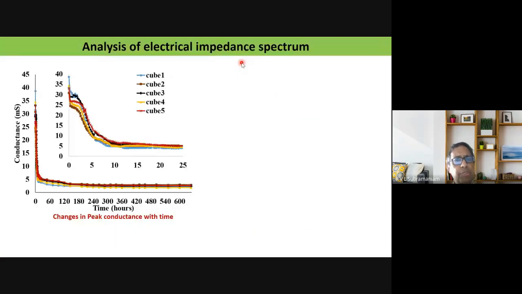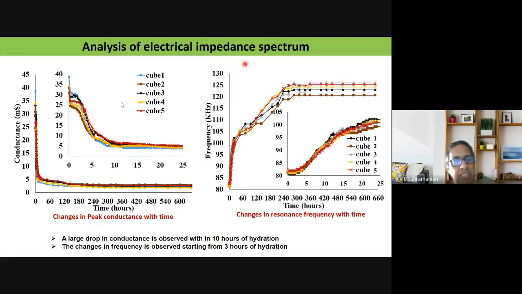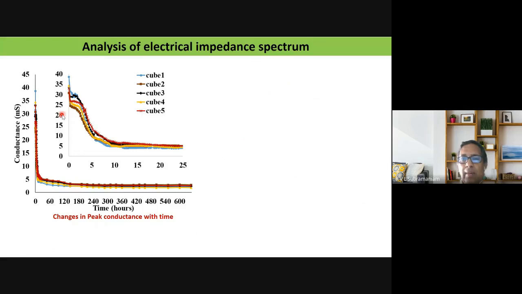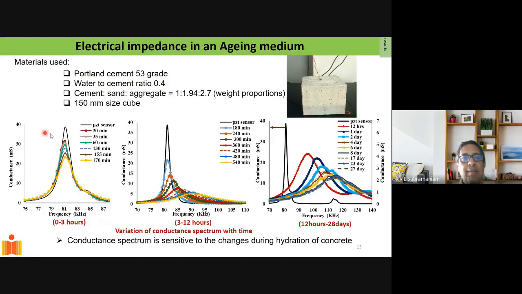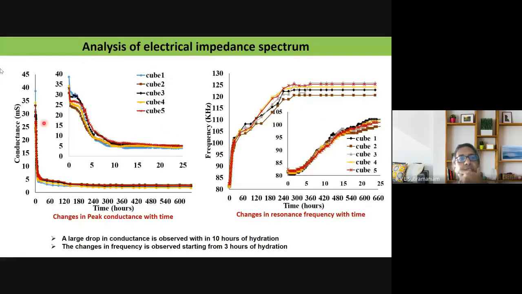So just to show you data collected from multiple specimens. Basically what we've done here is to look at this data and separate out what is the change in the amplitude, how much drop has taken place, and what is the shift in the frequency, how much frequency shift has taken place in this peak here. So these two are plotted here. So you see the conductance, this is the amplitude of the conductance.